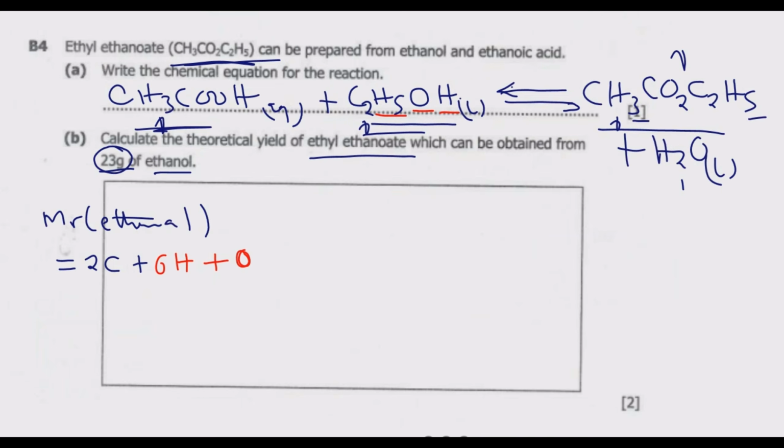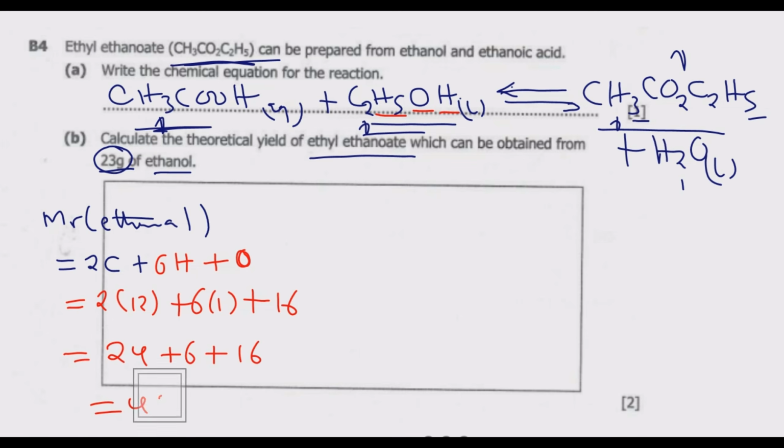So we have 2 times 12 plus 6 times 1, plus oxygen, which is 16. When we add this, we have 24 plus 6 plus 16. We end up with 46. So 46 is the molecular mass. Once we do that, we can now find the number of moles, which is step 2.